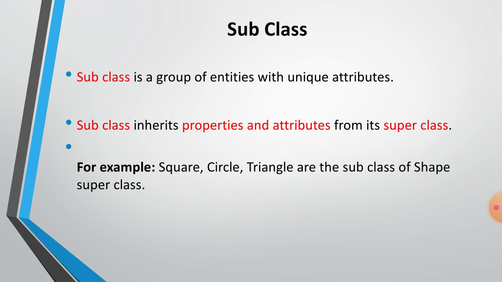What are those unique attributes? The circle entity has the name circle, and the second entity, square, has the name square and four vertices. Triangle has three vertices, and the shape name is triangle. Based on those unique attributes, the new subclasses will be formed.